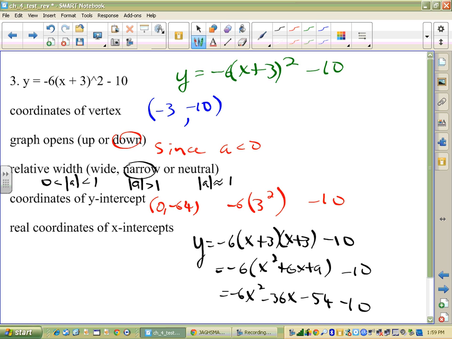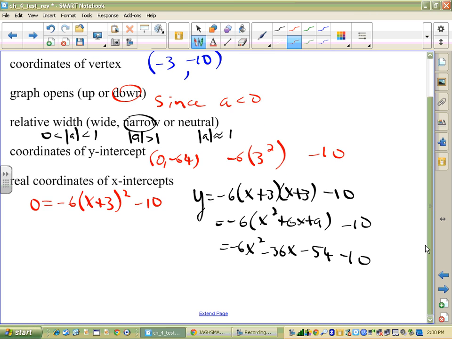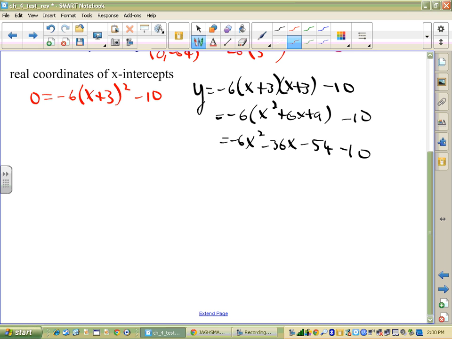All right. The real coordinates of the x-intercept. For 2 points, this is a very difficult question. Not impossible, but it's a difficult, cumbersome question. It requires you to solve the equation replacing y with 0 and getting x all by its lonesome. So 0 equals -6 times the quantity x plus 3, the quantity squared, minus 10. So what I'm after here then is to, yeah, that's -54 minus 10. So here we go. 10 is -6 times the group of x plus 3 quantity squared.